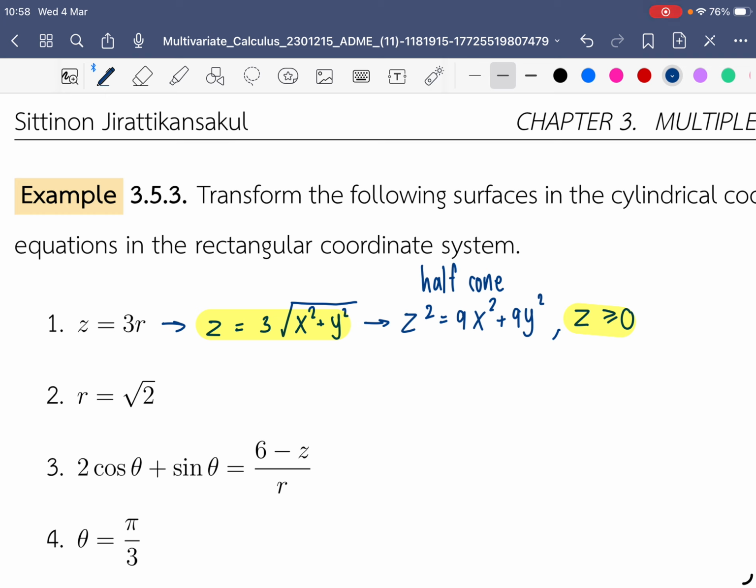Number 2, I'm pretty sure you can do, is a cylinder. For number 3, this is a cylinder. For number 3, if you have just cos and sine, you cannot change to x and y just yet. You can just move r to the left hand side in order to have r cos and r sine.